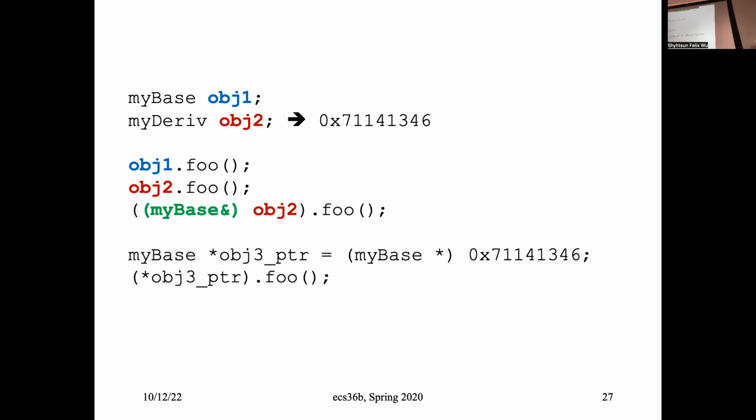So my question to you is, if I run this code, by the way, star obj ptr is the same as obj2 dot foo. Which function do you think this should invoke? The base or the derived? Derived, because you didn't pass anything? No, obj3 is my base.